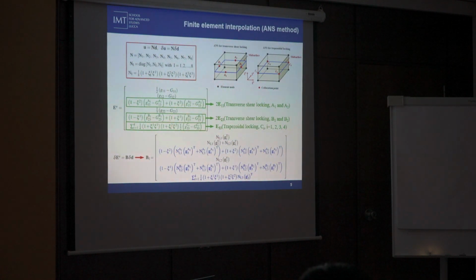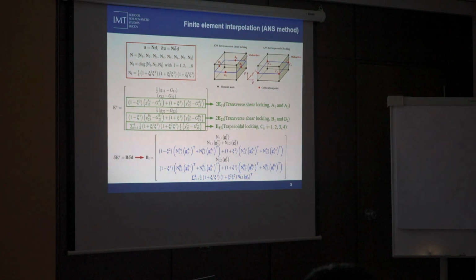Here I will talk about the finite element interpolation of the phase field solid shell formulation. So N is the shape function, and to alleviate transverse shear locking and trapezoidal locking, the assumed natural strain method is also adopted in the shell formulation. See the Green-Lagrange strain vector here. To alleviate transverse shear locking, the strain components E13 and E23 are modified using the 4 collocation points A1, A2, B1, B2. See the figure here. And to alleviate the trapezoidal locking, the strain component E33 is modified using the 4 collocation points C1, C2, C3, C4.